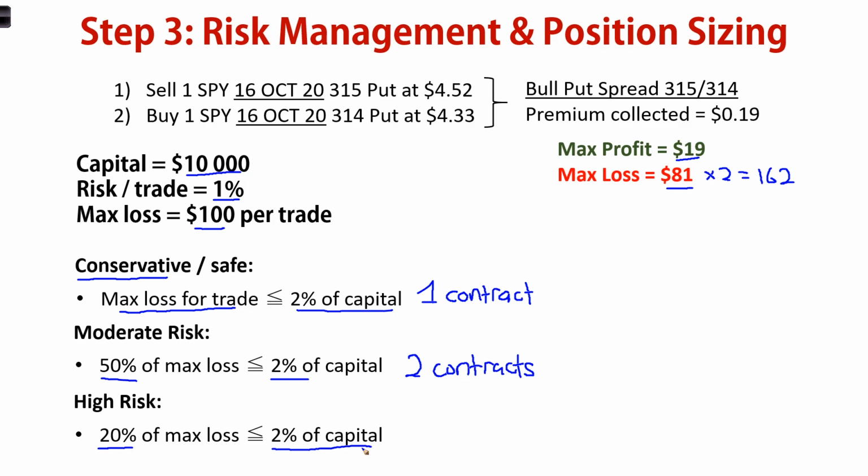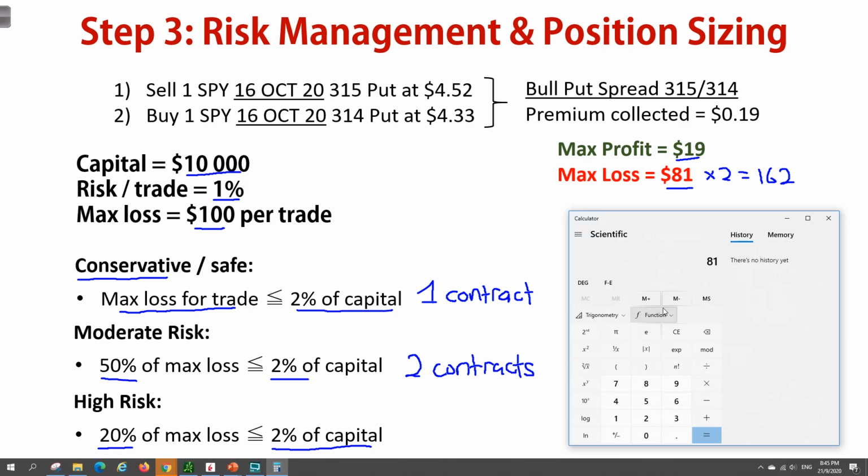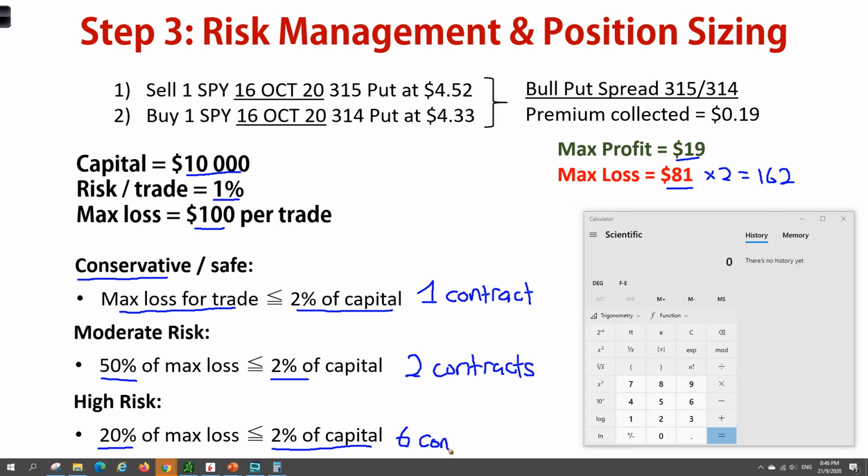With 6 contracts, our total risk will be 6 multiplied by 81, which gives you $486 as the total risk in this trade. And if we exit when our max loss reaches 20%, which is 486 divided by 5, the loss that you have incurred for the trade will be $97.20. Right, still less than the $100 per trade that we have limited ourselves to. Alright, so I hope this gives you some sense of risk management and position sizing when doing the bull put spread.